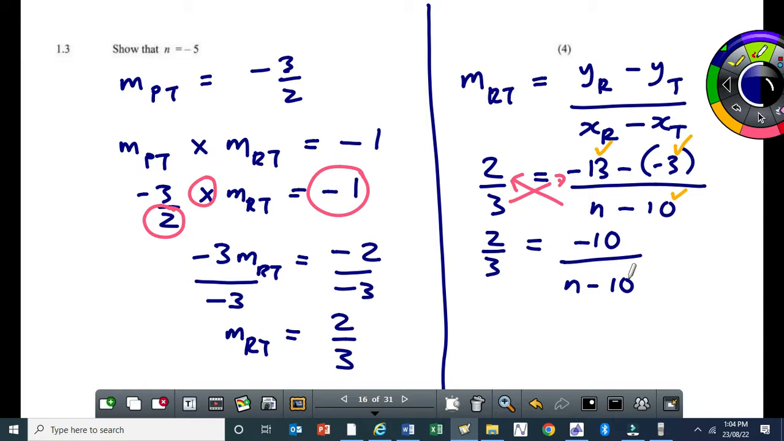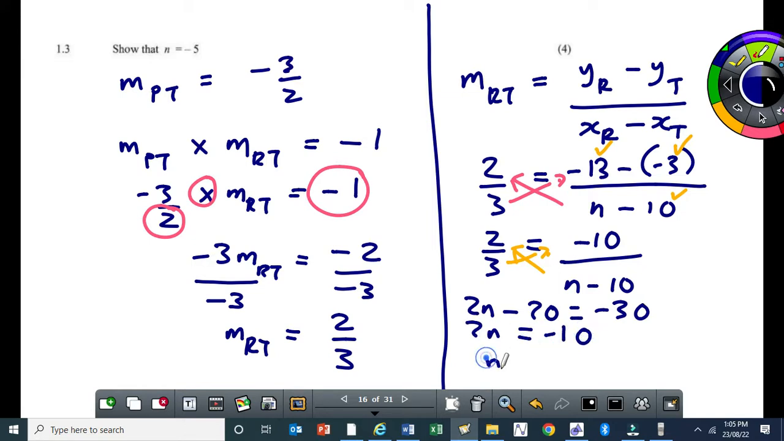Right? Then you cross multiply it. Okay? So to cross multiply, you get 2n minus 20 is equal to minus 30. Are you following that? Then you get 2n equal to minus 10. So n is going to be negative 5.